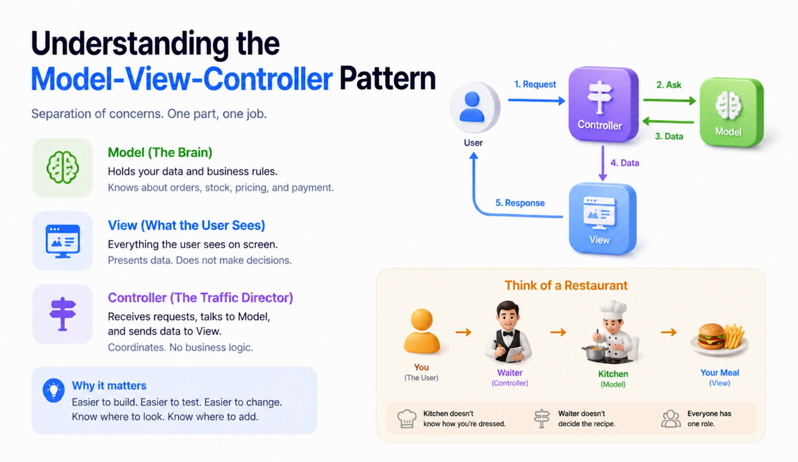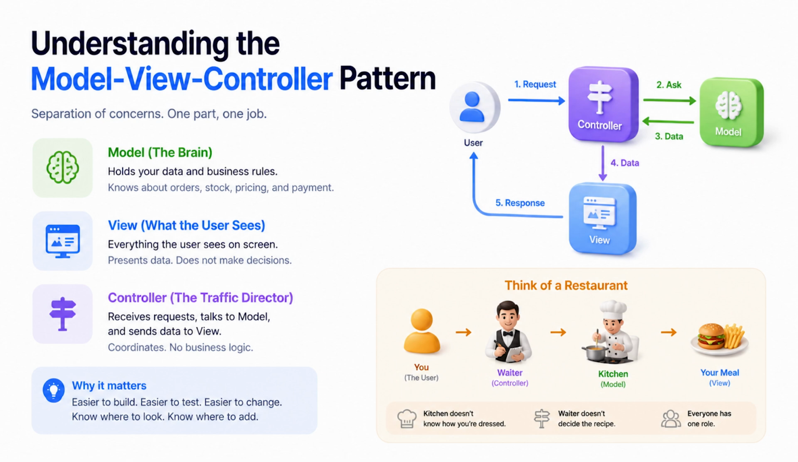Here is a simple way to think about it. You walk into a restaurant. You are the user. You talk to the waiter, that is the controller. The waiter goes to the kitchen, that is the model, and comes back with your meal, that is the view. The kitchen does not know how you are dressed. The waiter does not decide the recipe.